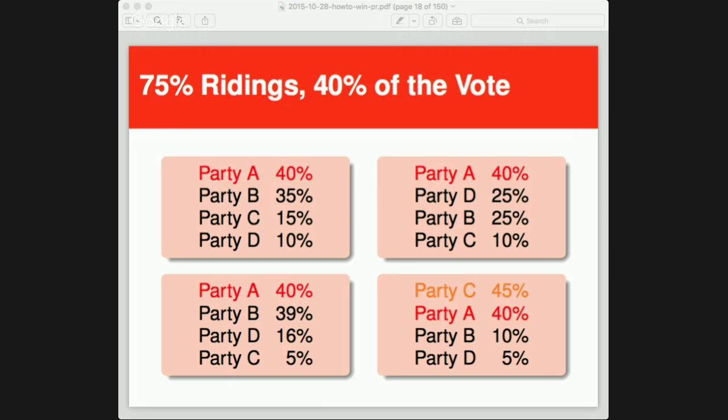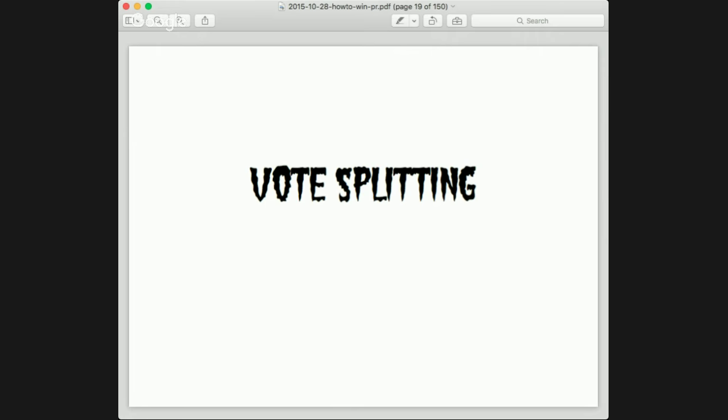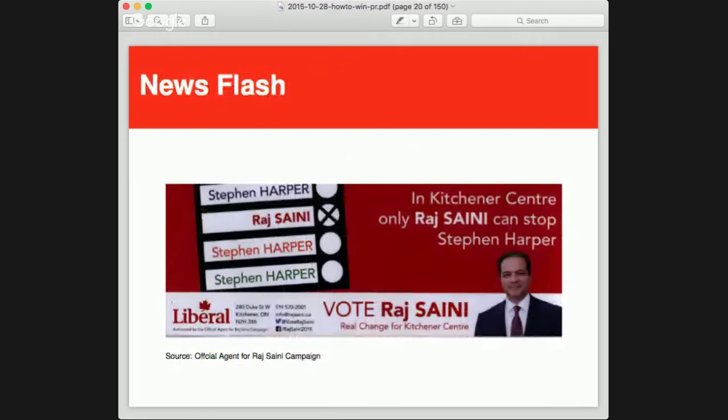So let's talk about a different problem. So that was distorted votes. The first place party gets a big win. Everybody else gets squished. Here's another problem that you may be familiar with. Vote splitting. I don't know if any of you saw this. I guess I'm picking on poor Raj Sani. I got this in the mail, and it was a great big news flash because I didn't actually know that in my riding, Stephen Harper was running 3 times for 3 different parties. I mean, I thought robocalls were bad, but there you go.